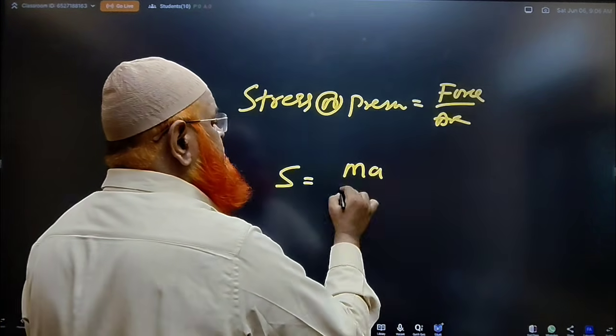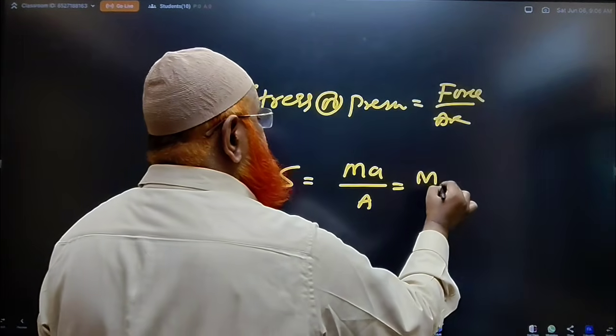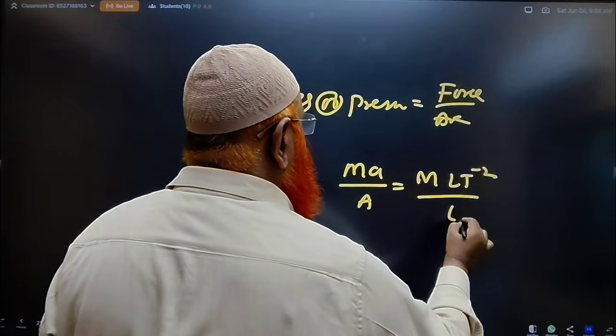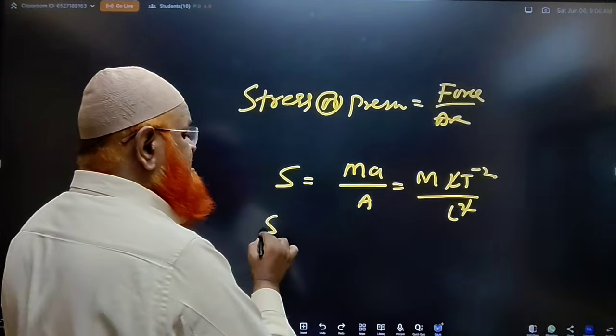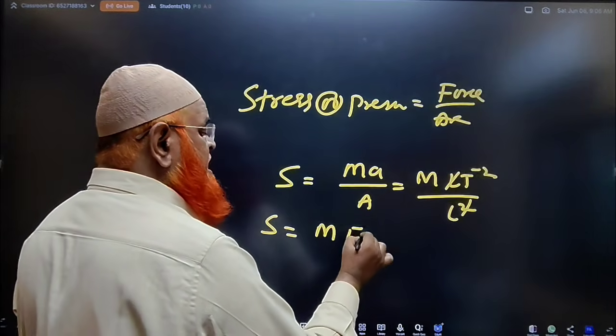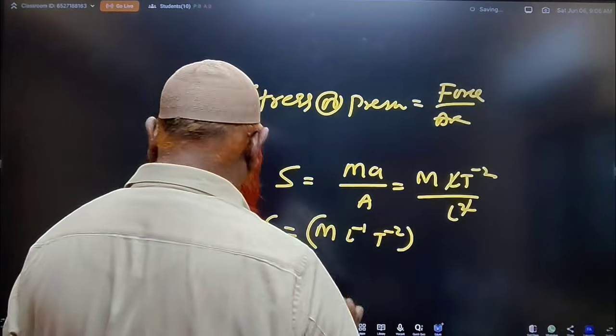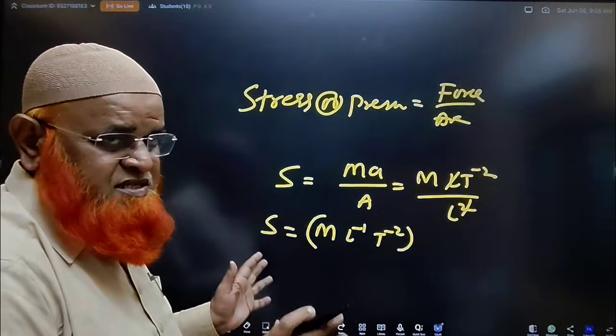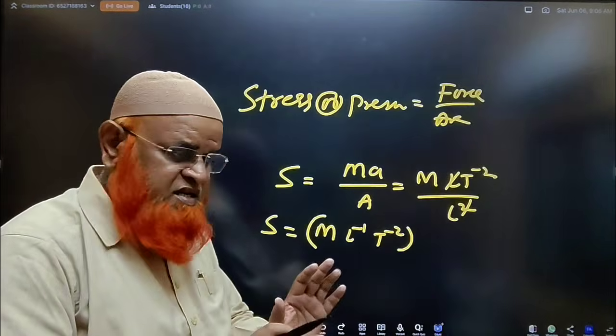Force means mass into acceleration, divided by area. Mass means m, acceleration L T to the power minus 2. Area is nothing but L square. So after cancelling, the stress or pressure formula is going to be m L power minus 1 T power minus 2. This is called stress. This is the general formula for stress.